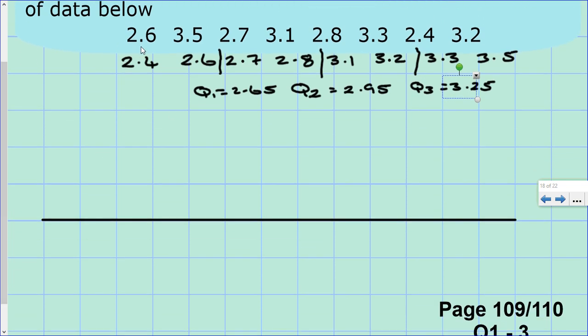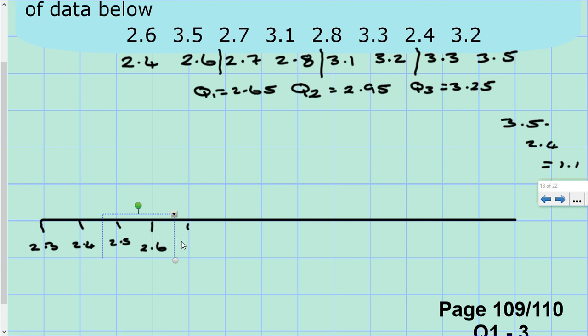Again, we're looking at between 3.5 and 2.4. So 3.5 take away 2.4 is 1.1. So again, there's not that big a range, or not that big a gap. So I'm just going to still go up in 0.1. So we've got 2.3, 2.4, 2.5, and then all the way up till I'm going to go up to 3.6, 3.7.